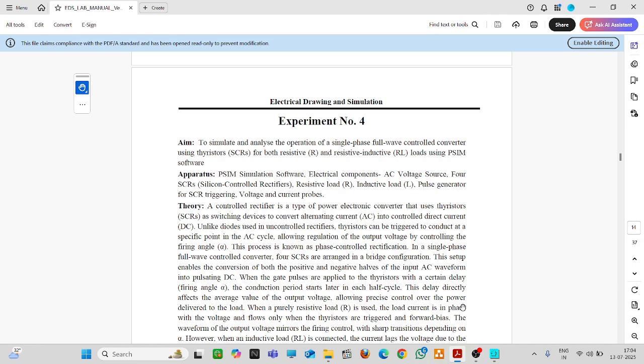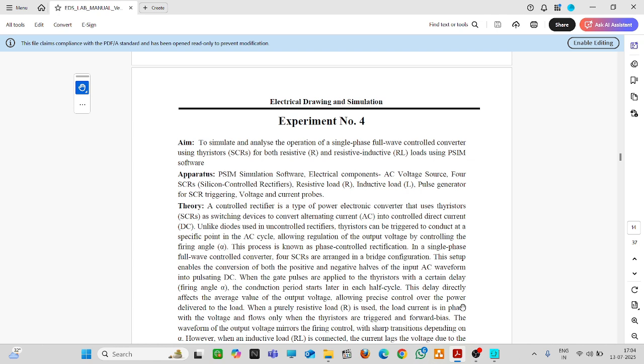So welcome to the new experiment, that is to simulate the operation of a single phase full wave control converter using SCR. As you know, the SCR is a semi-control device. You can easily control the turning on of the SCR. But if you want to turn off the SCR, that is commutation, you will be requiring an auxiliary SCR, inductor and capacitor. You will be requiring the oscillatory circuit to create an artificial zero.